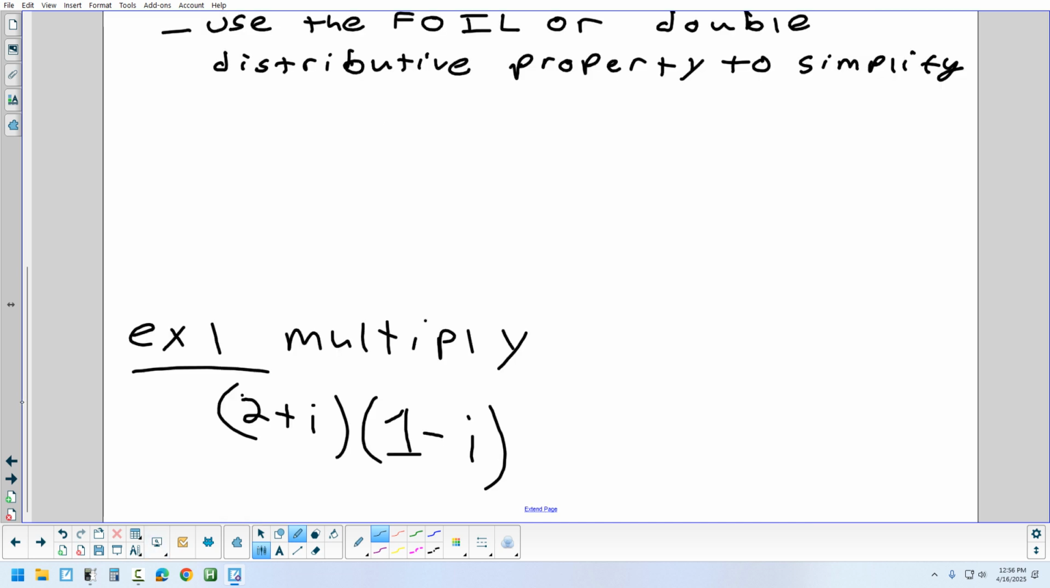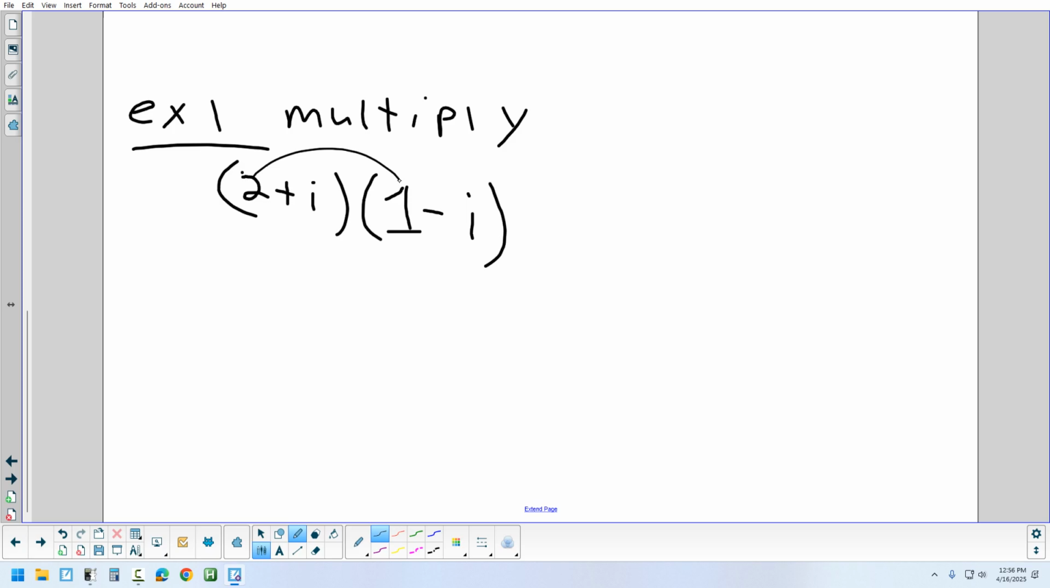So yeah, we're going to start with 2 times 1. That's the first step. What's 2 times 1? 2. Okay, second step. 2 times negative i. What's 2 times negative i? Negative 2i. So third step. What's 1 times i? 1i. Or just i.